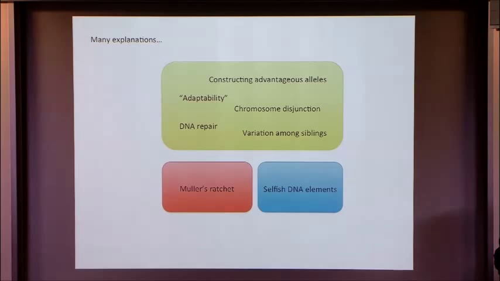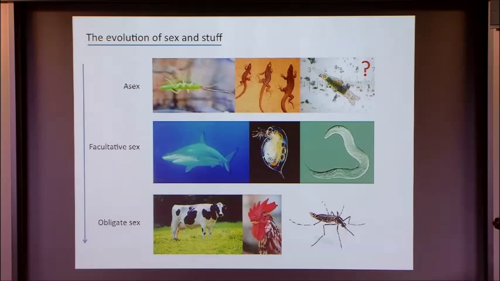You mean things that have been sexual that become asexual? Yes. So all those examples I showed which are asexual have lost sex. They were sexual and they've lost sex. And it's relatively common in plants as well. Most plants are facultative, but the same. So yeah, because when they become asexual, they become extinct very quickly.